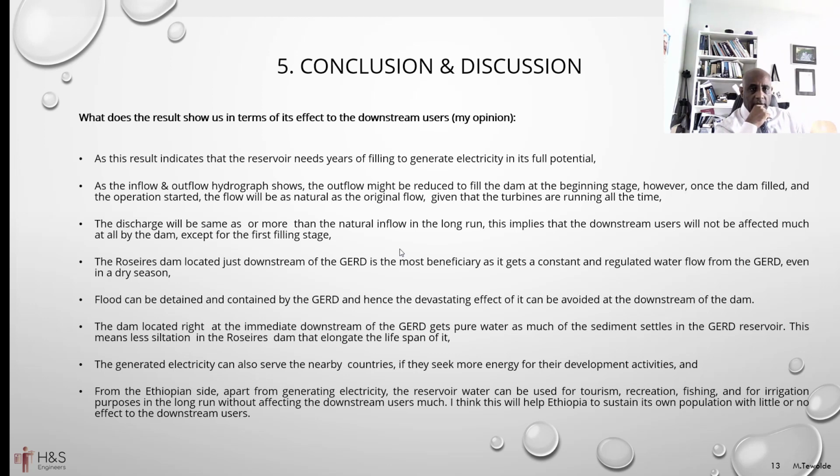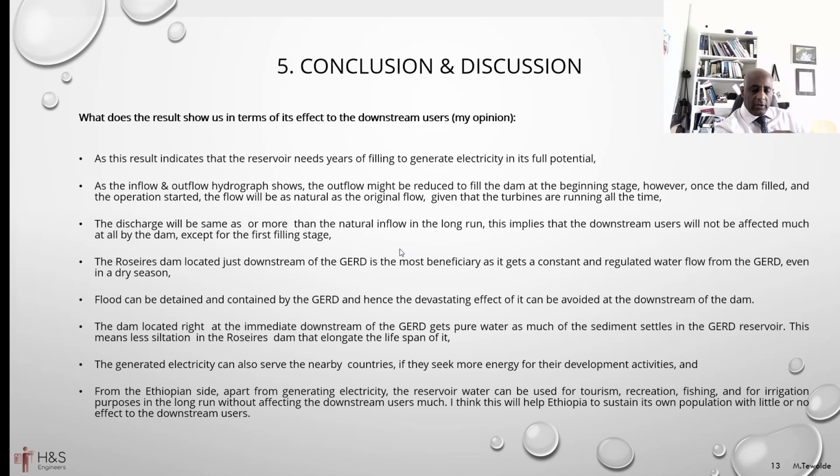And also, the other is the inflow and outflow. The outflow might be reduced to fill the dam at the very beginning. If they simply wanted to save water and release only some to the downstream side, then while the dam is filling, it might cause the downstream users some problems.